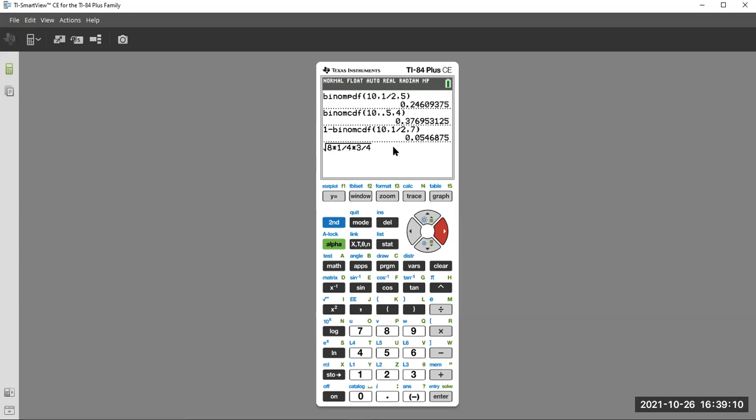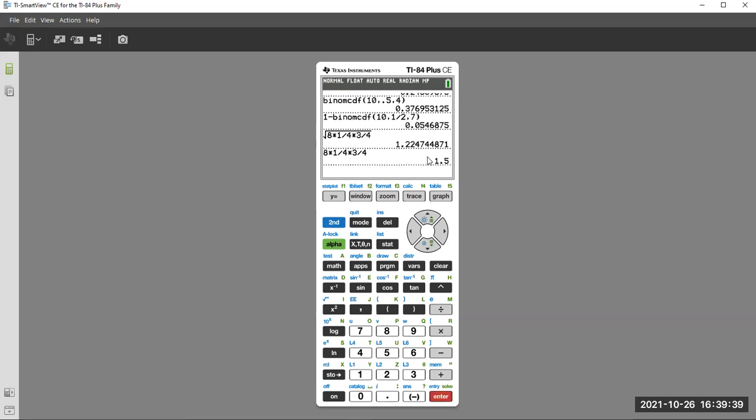And I get a 1.2 and change. That would be 1.2 correct. I'll come back to my screen in a moment. I want to take 8 times 1 divided by 4 times 3 divided by 4 to find the variance. And 1.5. All right, so that was 1.5.